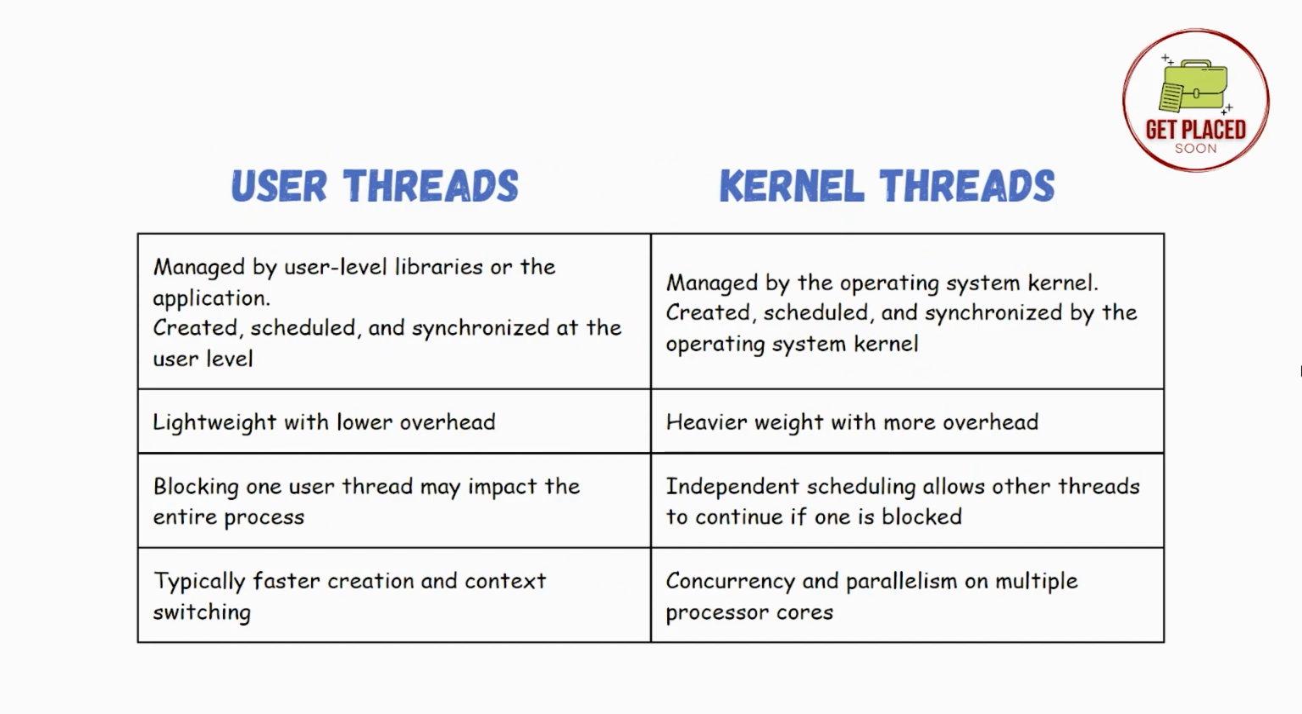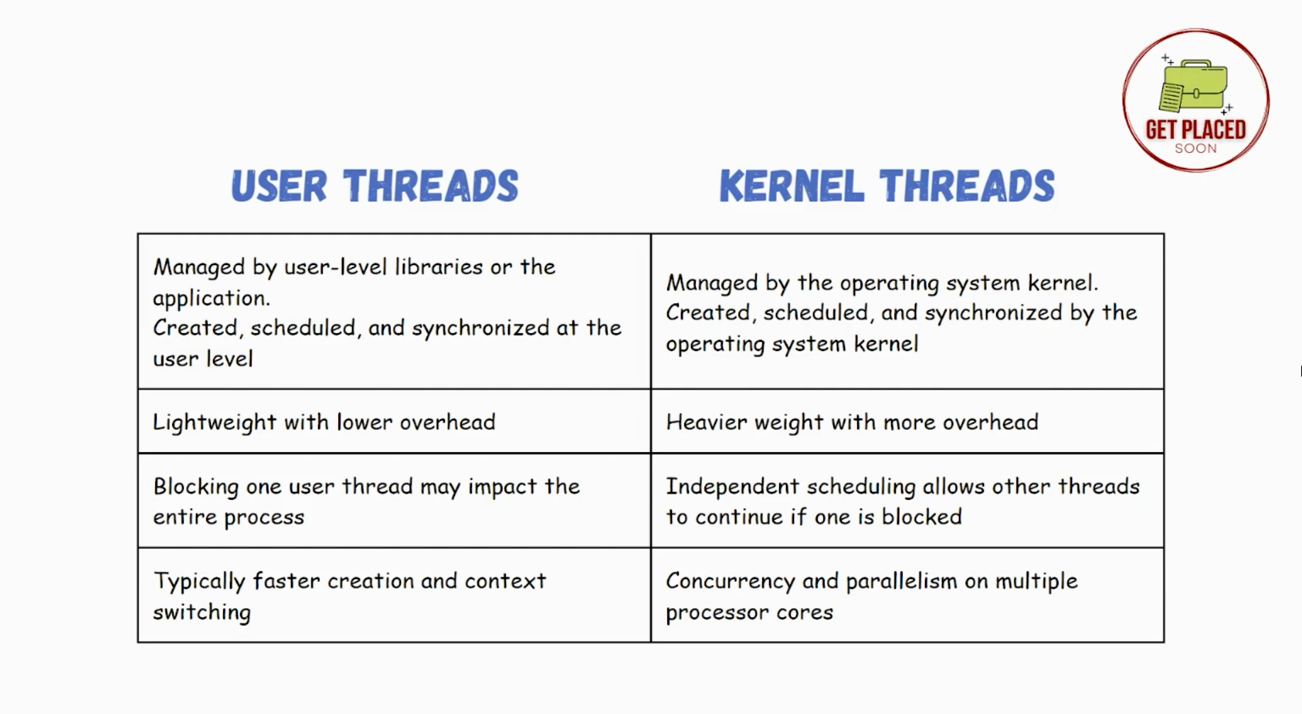You already know there are two modes, that is user mode and kernel mode. Now, similar to that, we will understand user threads and kernel threads. User threads are managed by user level libraries. They are created, scheduled, synchronized, everything is in the user mode. That's why it is known as user threads. When compared to kernel threads, everything is managed by the operating system. Created, scheduled, synchronized, everything is done by the operating system.